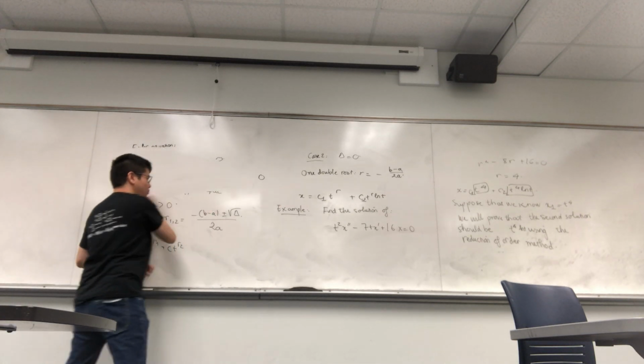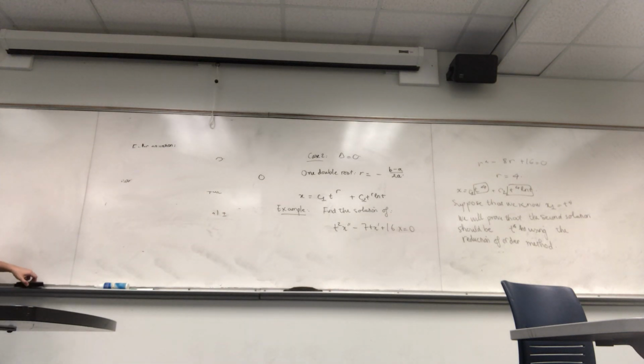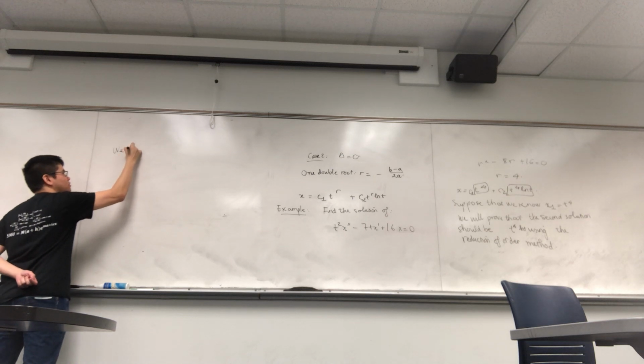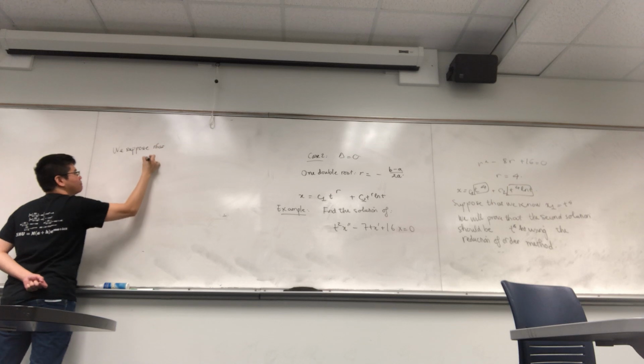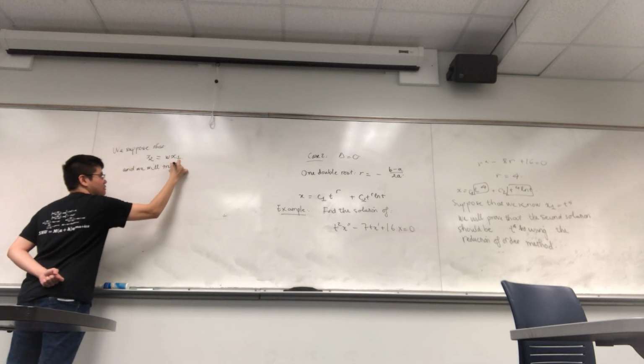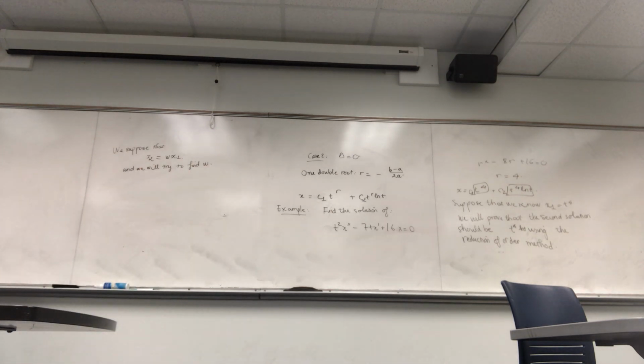Right, so what is the idea of the reduction of order method? That you bring in W, which is x2 over x1, and then x2 would be W x1, and then from there you plug that into the equation and solve for W. All right, so we suppose that x2 will be W x1, and we will try to find W. Right, so you define W to be x2 over x1, and then you're going to find W.